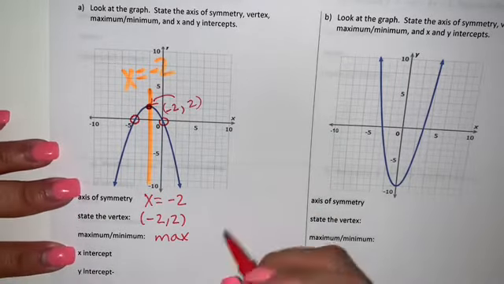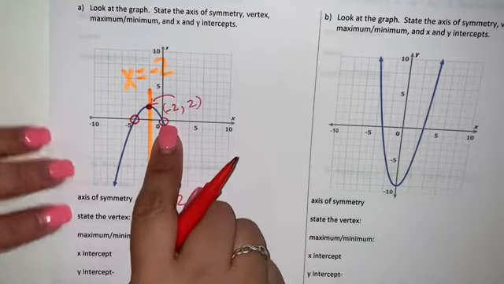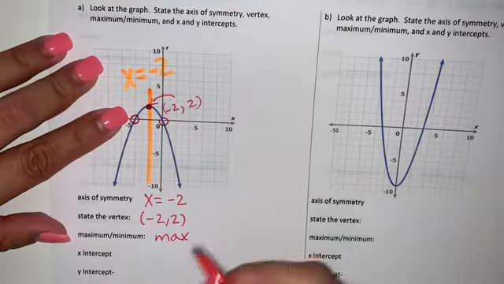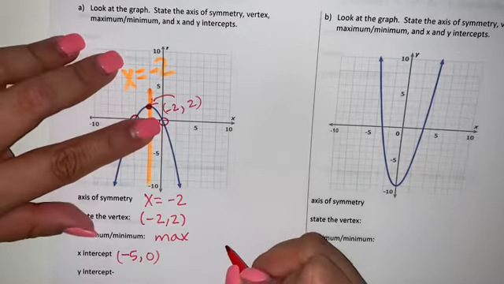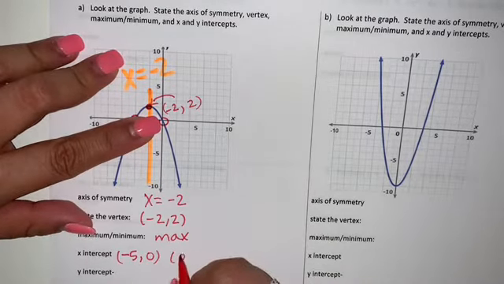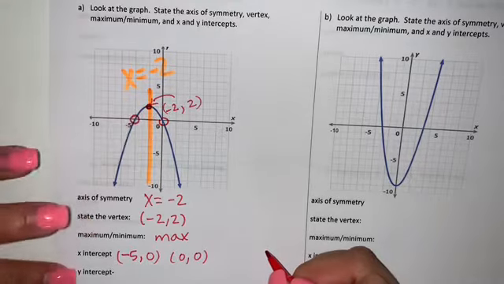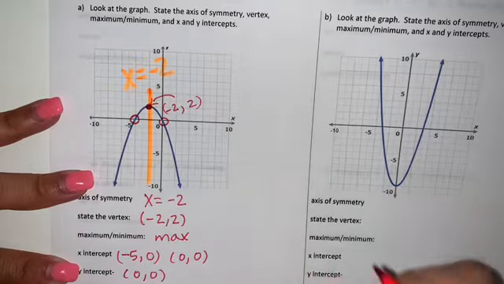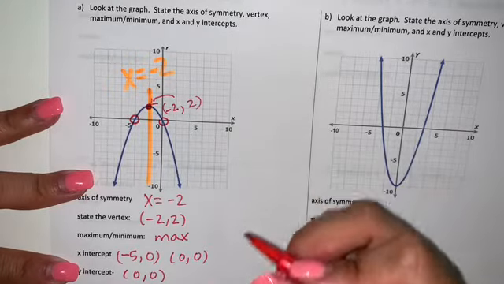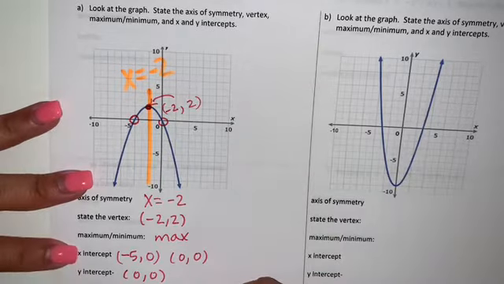The x-intercept is what I first circled. So the one on the left is going to be -5, 0. The one on the right is going to be 0, 0. And then the y-intercept is also the same as the x-intercept, so it's going to be 0, 0. So you have an x and a y-intercept that are the same.